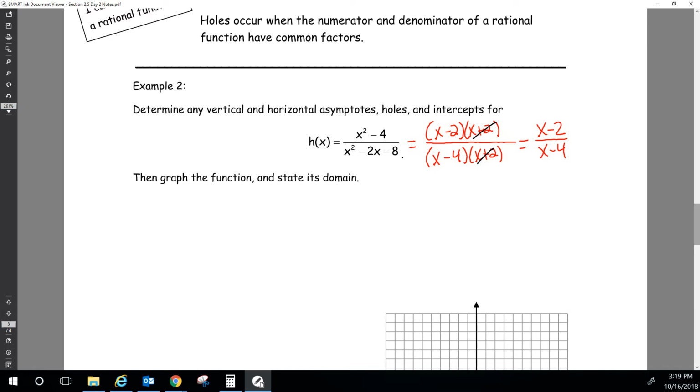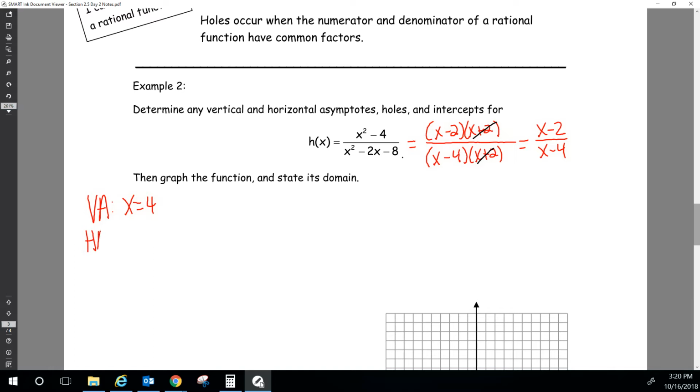All right, so then for my vertical asymptote, I have x equals 4. That's what's going to make this a 0 here. Notice because I got to cancel this one out, this is no longer an asymptote. That's actually going to be a hole.